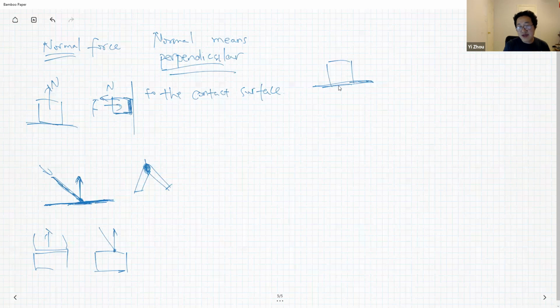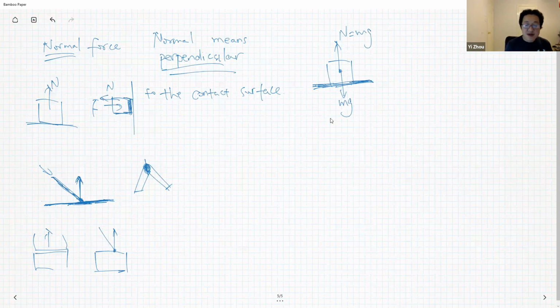Then the object is not moving. That means the total force on the object is 0. But we know on the Earth, it always has gravity, right? So what is the other force to balance this gravity? It will be the normal force from the table or the ground, which is equal to the gravity in magnitude, but opposite direction.